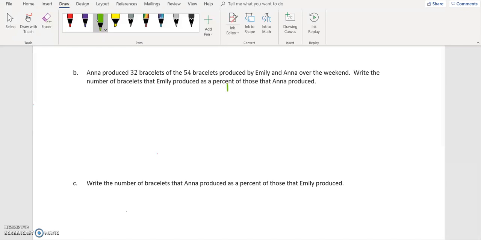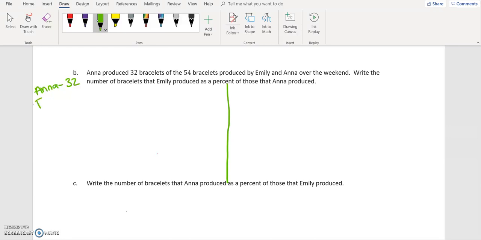Okay, so again, let's split our paper in half. And remember, I need to figure out, what are these numbers? Are they the part? Are they the percent? Are they the whole? So we have Anna. We know that Anna produced 32, and so 32 of the 54 that they both produced. So together they did 54. Anna did 32 of them.